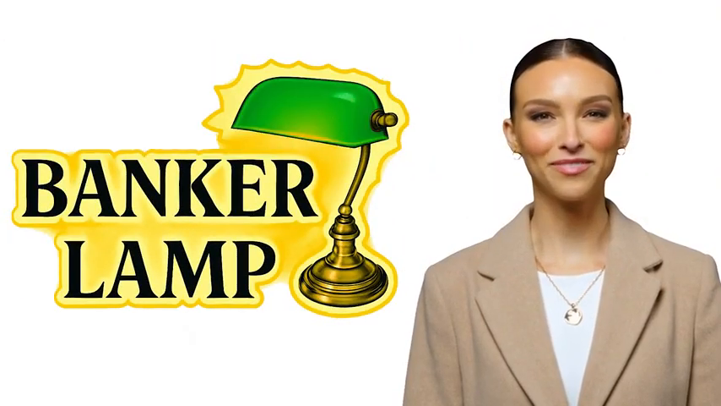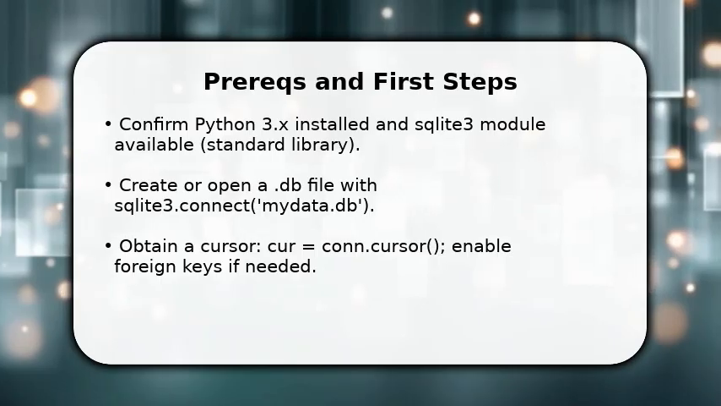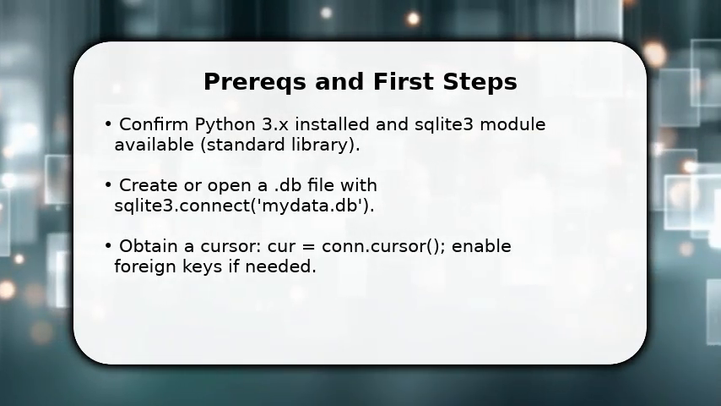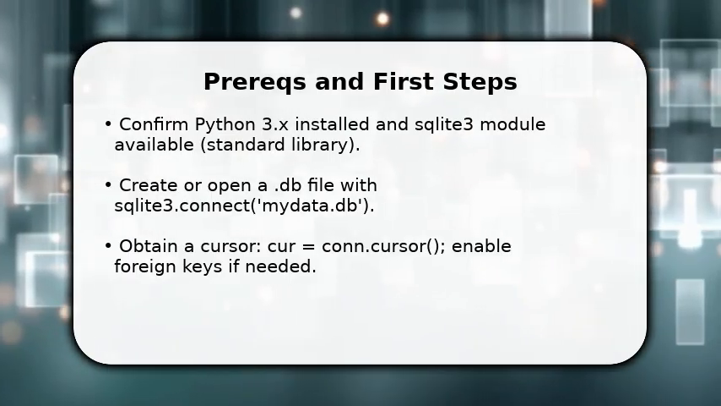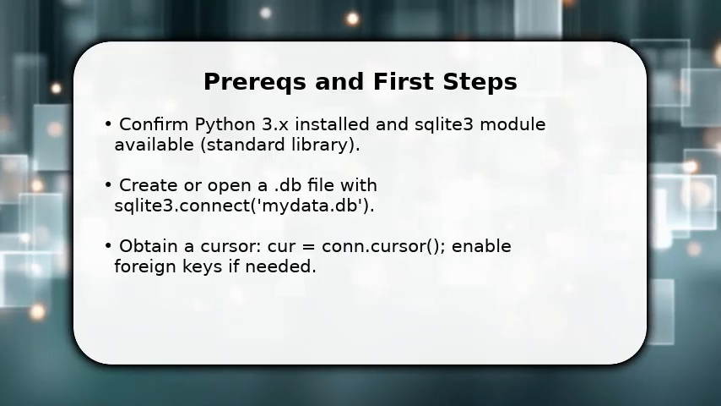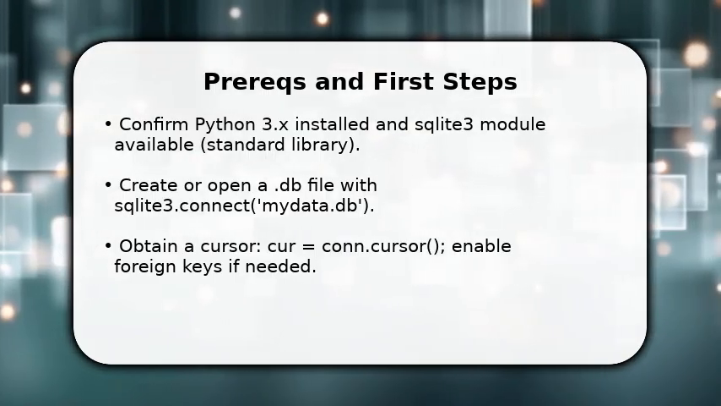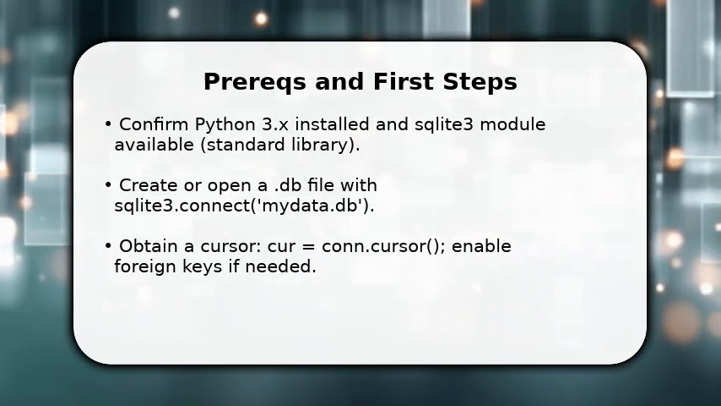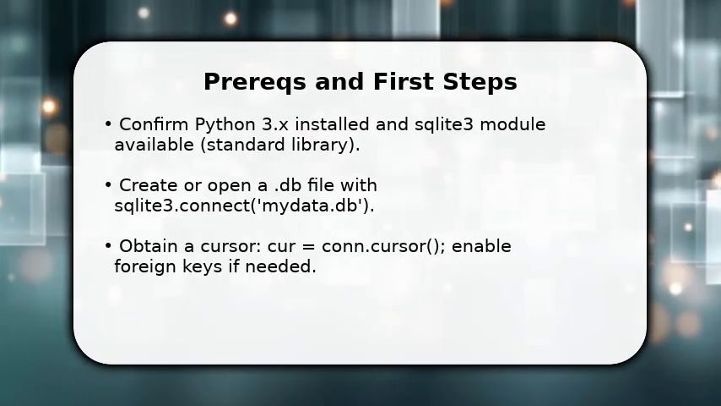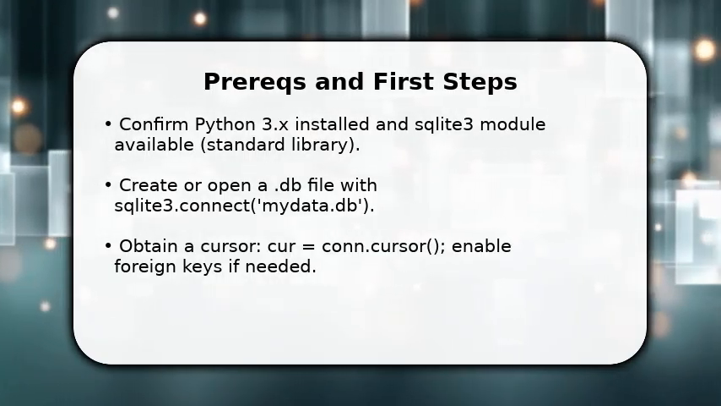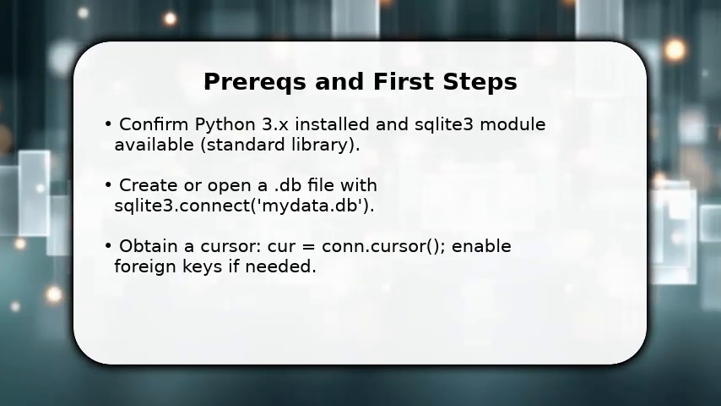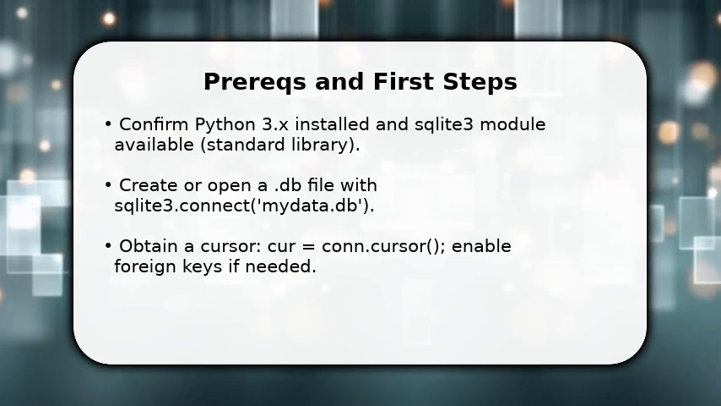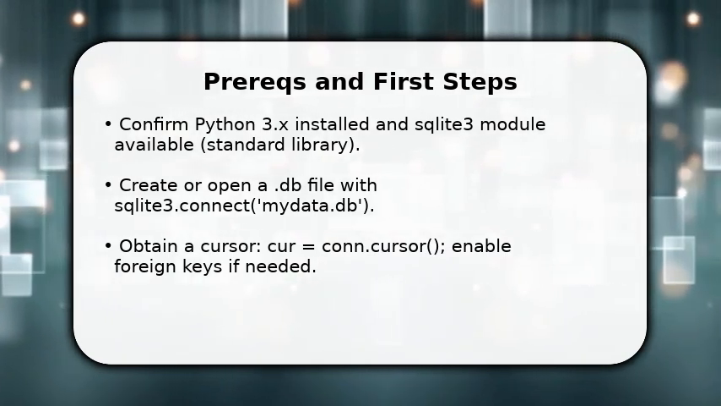Please enjoy the video. You start by ensuring Python 3.x is ready and the SQLite3 module is available. Open or create the database file immediately with sqlite3.connect("mydata.db") so you're working in context. Once connected, get a cursor, cur = con.cursor(), which lets you run SQL. If you need relational constraints, enable foreign keys with PRAGMA foreign_keys = ON. Make sure to set isolation and row factory options now if you need dict-style rows. This prepares you for the next steps.